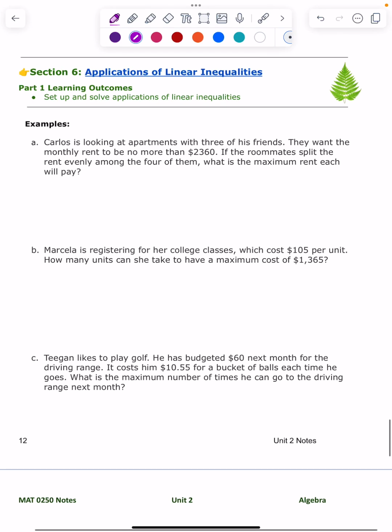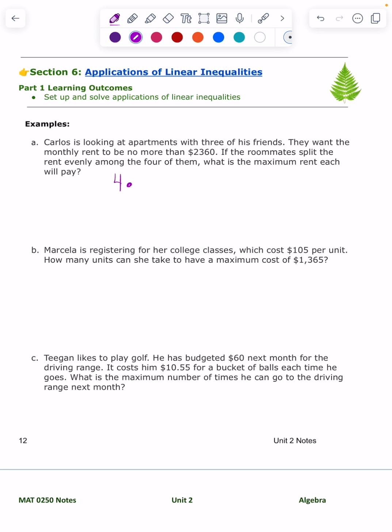Okay, welcome to Unit 2, Section 6, Applications of Linear Inequalities. Carlos is looking at apartments with 3 of his friends. They want the monthly rent to be no more than $2,360. If the roommates split the rent evenly among 4 of them, what is the maximum rent each will pay? So basically we have 4 people. We want to know what the rent's going to be.